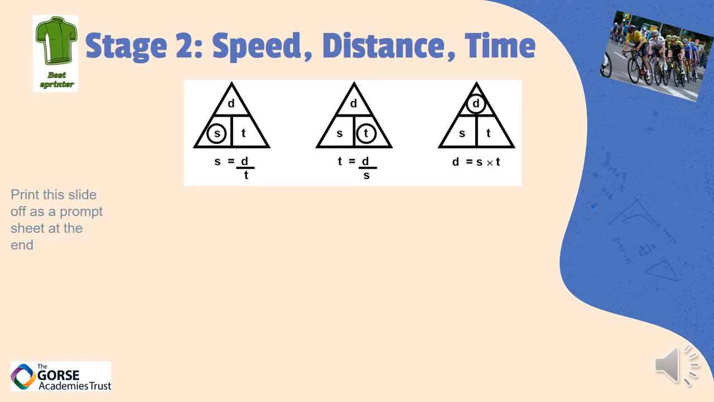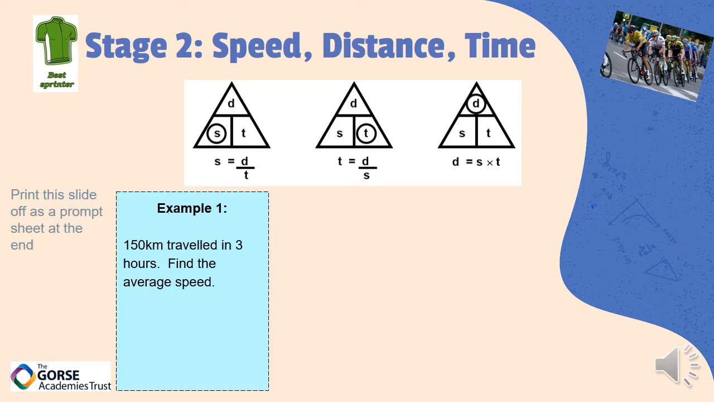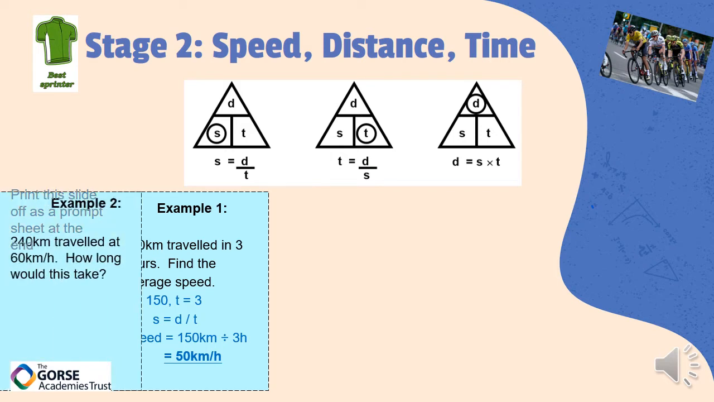So let's have a look at some examples. Example 1. 150 kilometers traveled in 3 hours, find the average speed. So speed equals distance over time. So we're given a distance d of 150 and a time t of 3 hours. So speed equals distance divided by time. So that's 150 divided by 3, which equals 50 kilometers per hour.